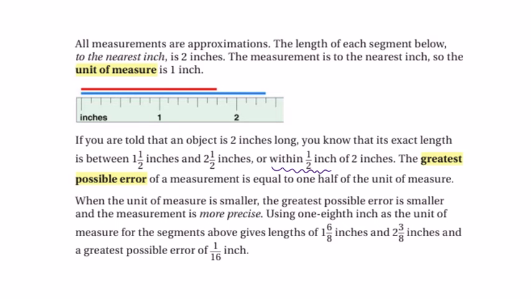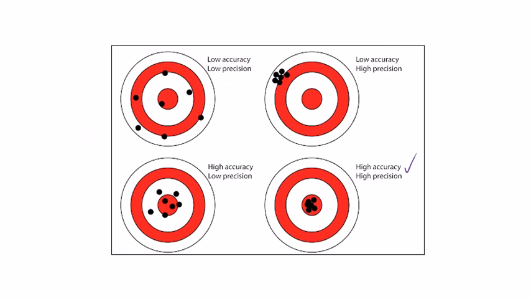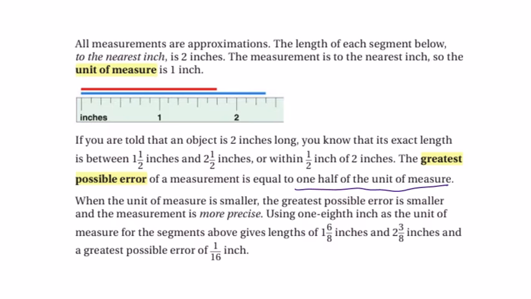The greatest possible error of a measurement is equal to 1/2 of the unit measure. Whatever the unit measure is, I just chop that in half, and that becomes my greatest possible error. When the unit measure is smaller, the greatest possible error is smaller, and the measurement is more precise. So if I go back to my darts here, when I'm looking at the high precision, we are looking for those data points to be closer together.